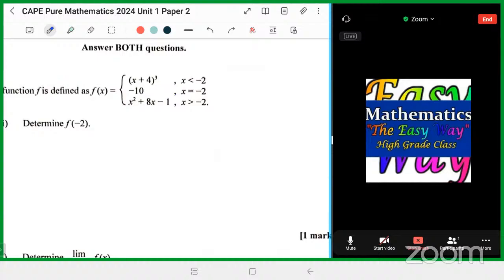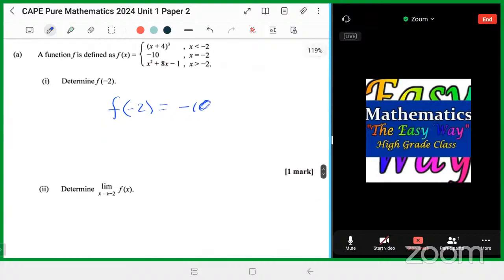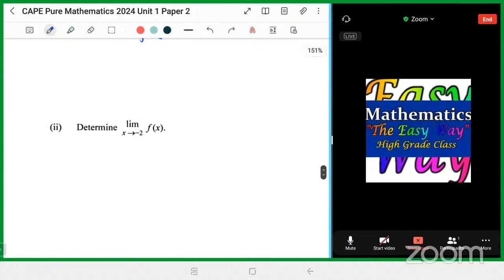The first part wants us to determine f of -2. That's right here. It is simply equal to -10. That is defined. 1 mark for that. Next part says, find the limit as x tends to -2. To do this, I'm going to do it from the left and from the right, to make sure that it exists and has a value. So let's do it.